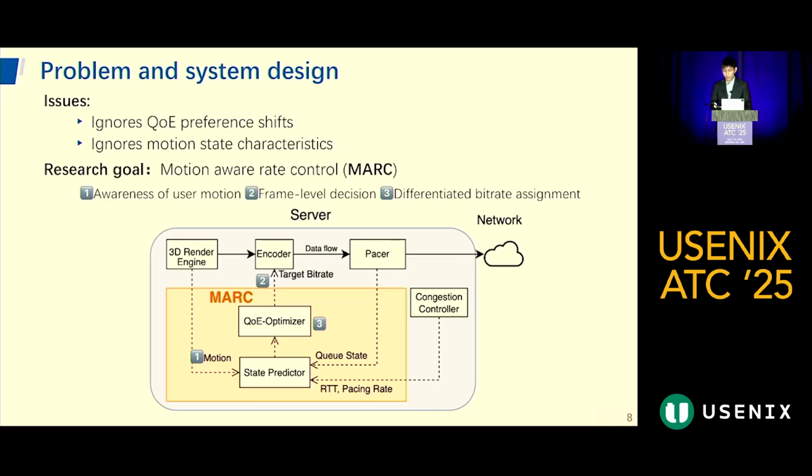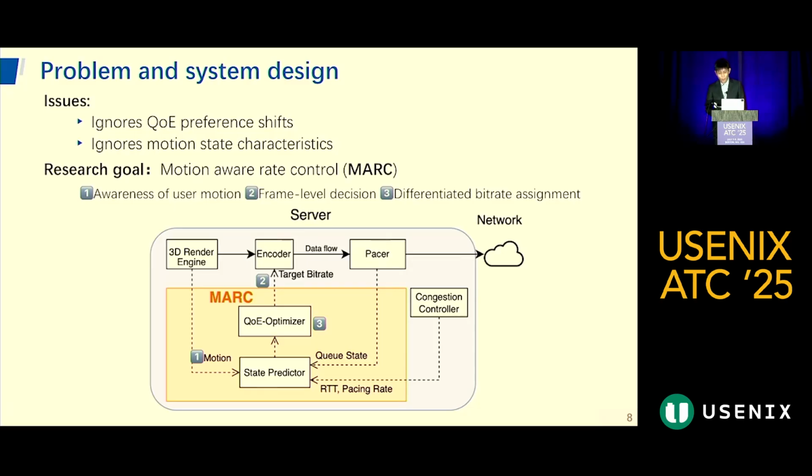So our research goal is to design a motion-aware rate control, or MARC, that dynamically aligns the bitrate decision with these real-time user QoE preferences to maximize the overall quality of experience. And here is our system design for MARC, which directly implements our 3 design principles. This entire control loop operates on a frame-by-frame basis to enable rapid adaptation. Let's walk through the flow of a single frame.